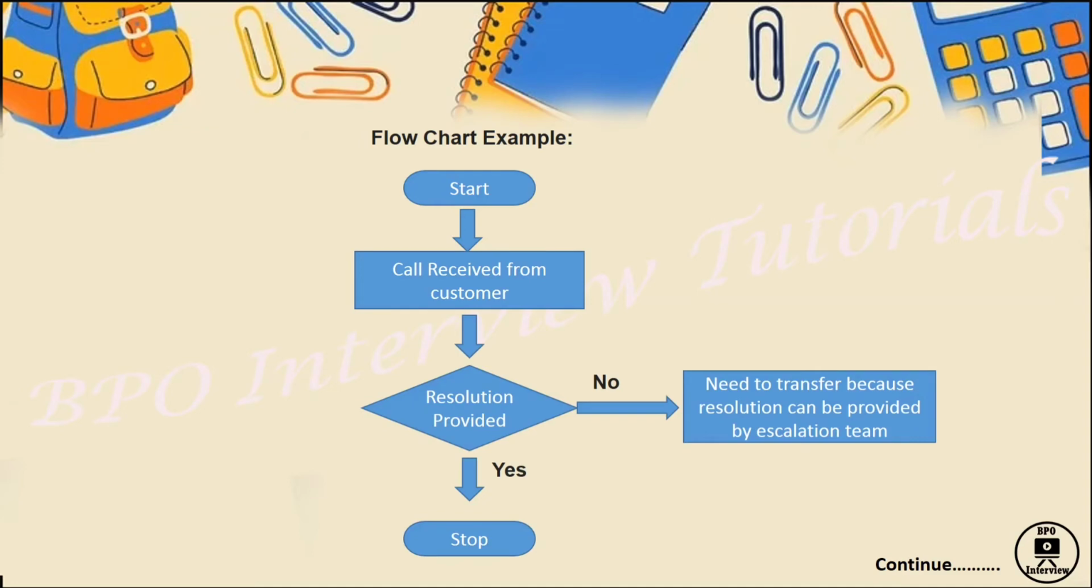This is a basic example of a calling process. Whenever a customer is calling the customer care executive, how does he give the resolution? If he is not able to give the resolution, what will he do in the next step? This is the thing which, if you are explaining in front of a manager, you will explain in the same way I have explained to you in a theoretical way.